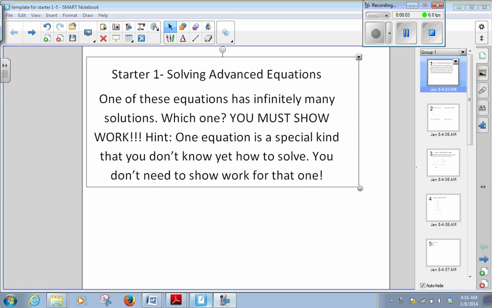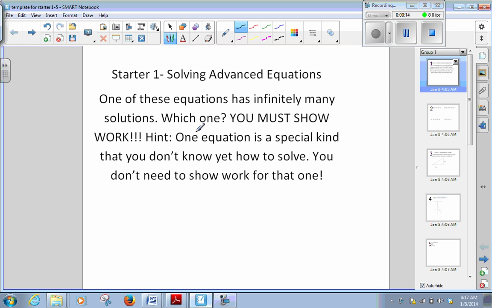So now for the answers to starter one, solving advanced equations. One of these equations has infinitely many solutions. Which one? And it says you must show your work. I did tell you though that one equation is a special kind that you don't know yet how to solve, so you don't need to show work for that one.